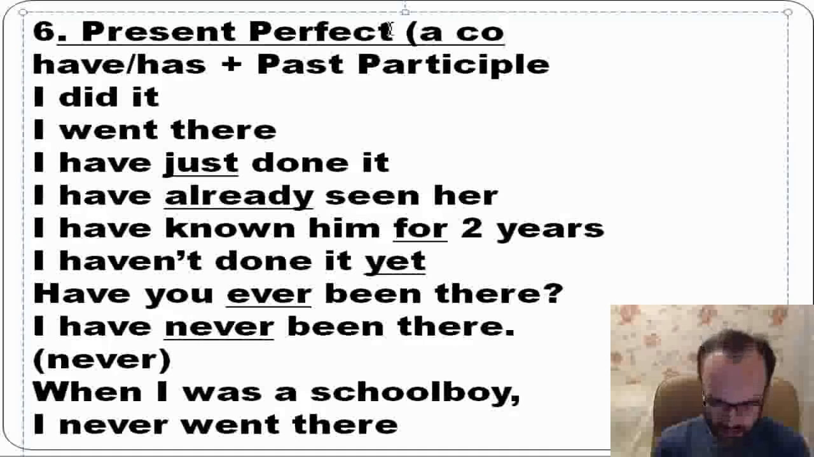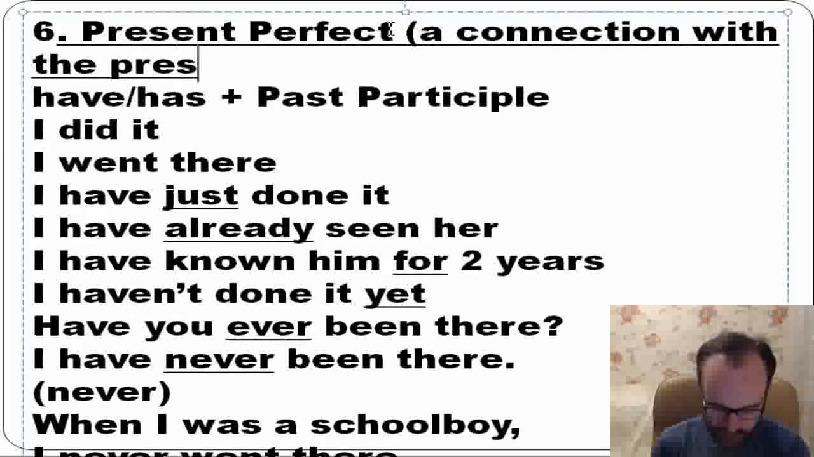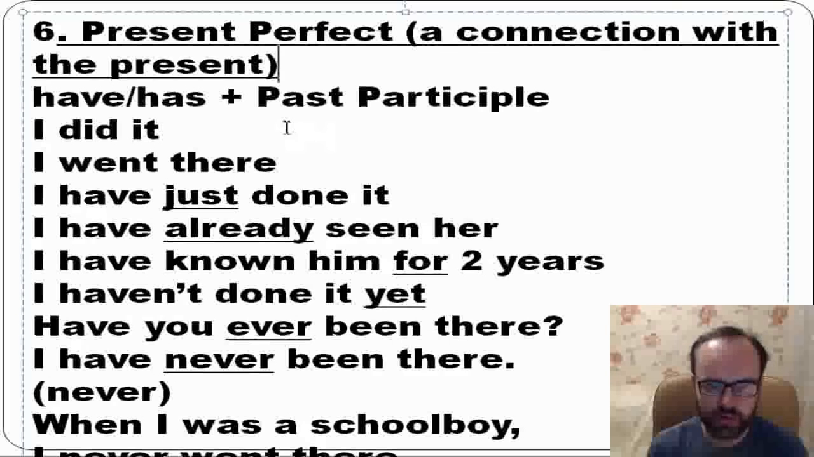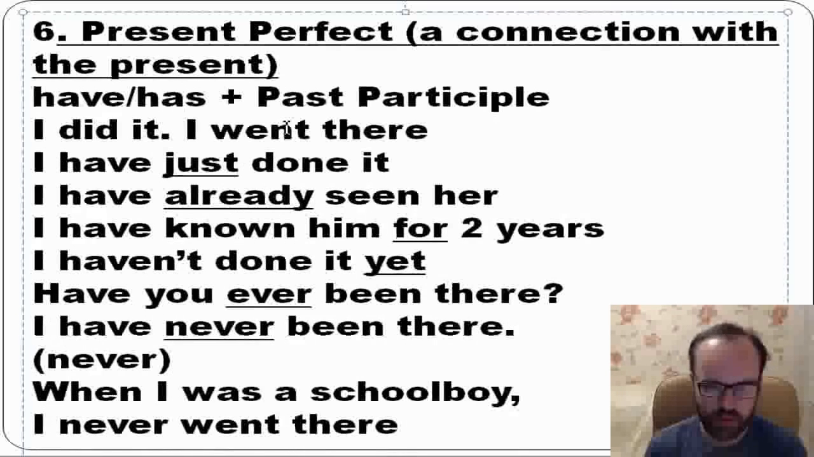There is a connection with the present. So it's an important thing. So when I was a schoolboy, I never went there. You see that we use past simple because it's a distant past. There is no connection with the present.